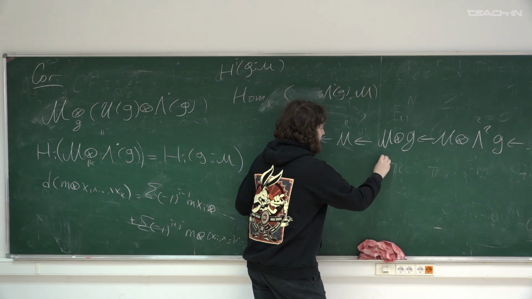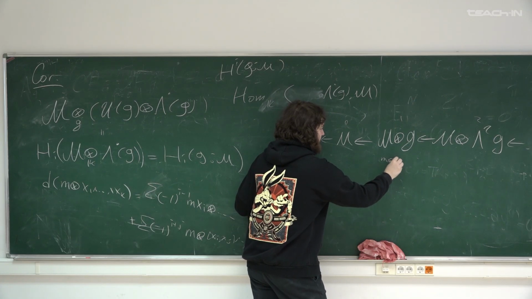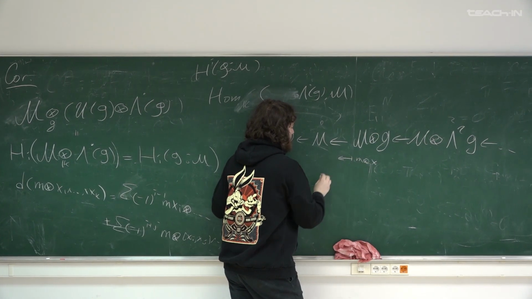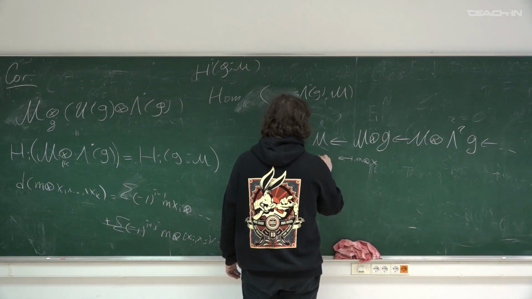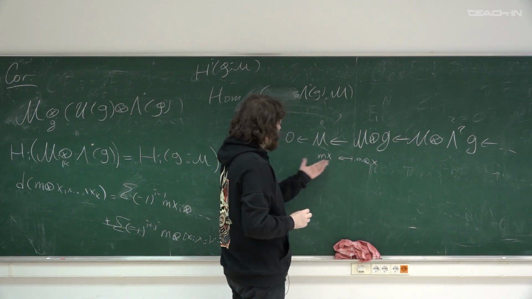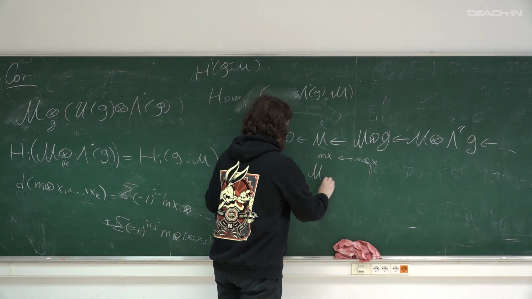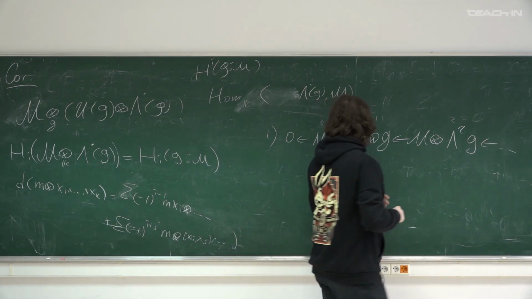What's the differential here? Differential M tensor X goes to, here is just only Casull part, because not Casull part is 0, it's Mx. And so quotient is by definition coinvariance, it's 0 homology, it's true.